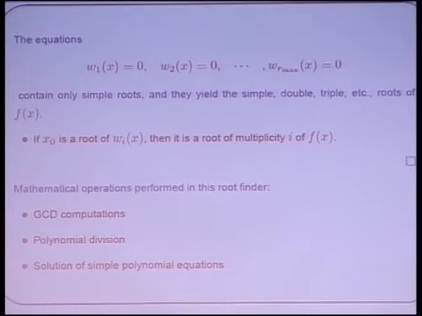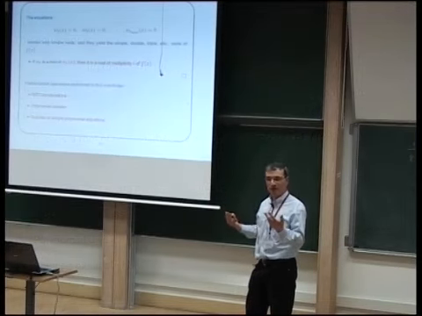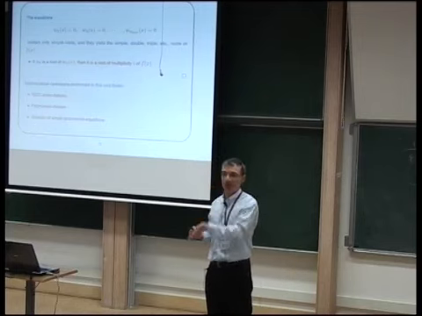Then if x naught is a root of wi of x, it is a root of multiplicity i of f of x. This method is described in detail in a book by Uspensky, Theory of Equations, from 1949. Conceptually, it's a very easy program to work. You just take one example and you'll see it very quickly.